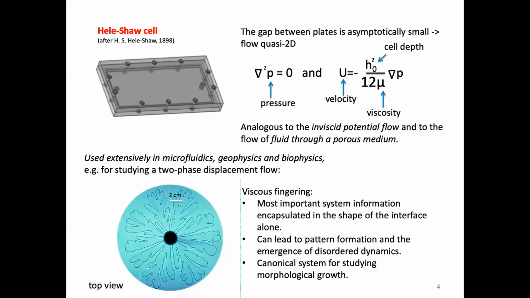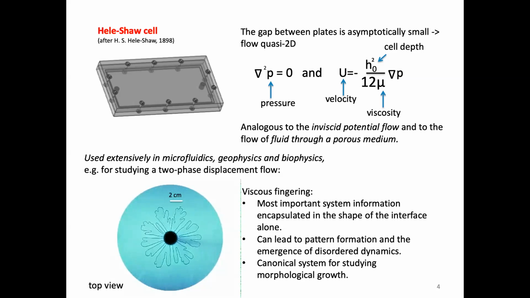So if we were to repeat this experiment again by injecting air into the same system at the same control parameters, you would probably see a different sequence of tip splitting events, finger competition, and so on. And so all of that are signs of disordered dynamics. And finally, this is one of those canonical systems that people study a lot, because it is a canonical system for studying morphological growth more generally.